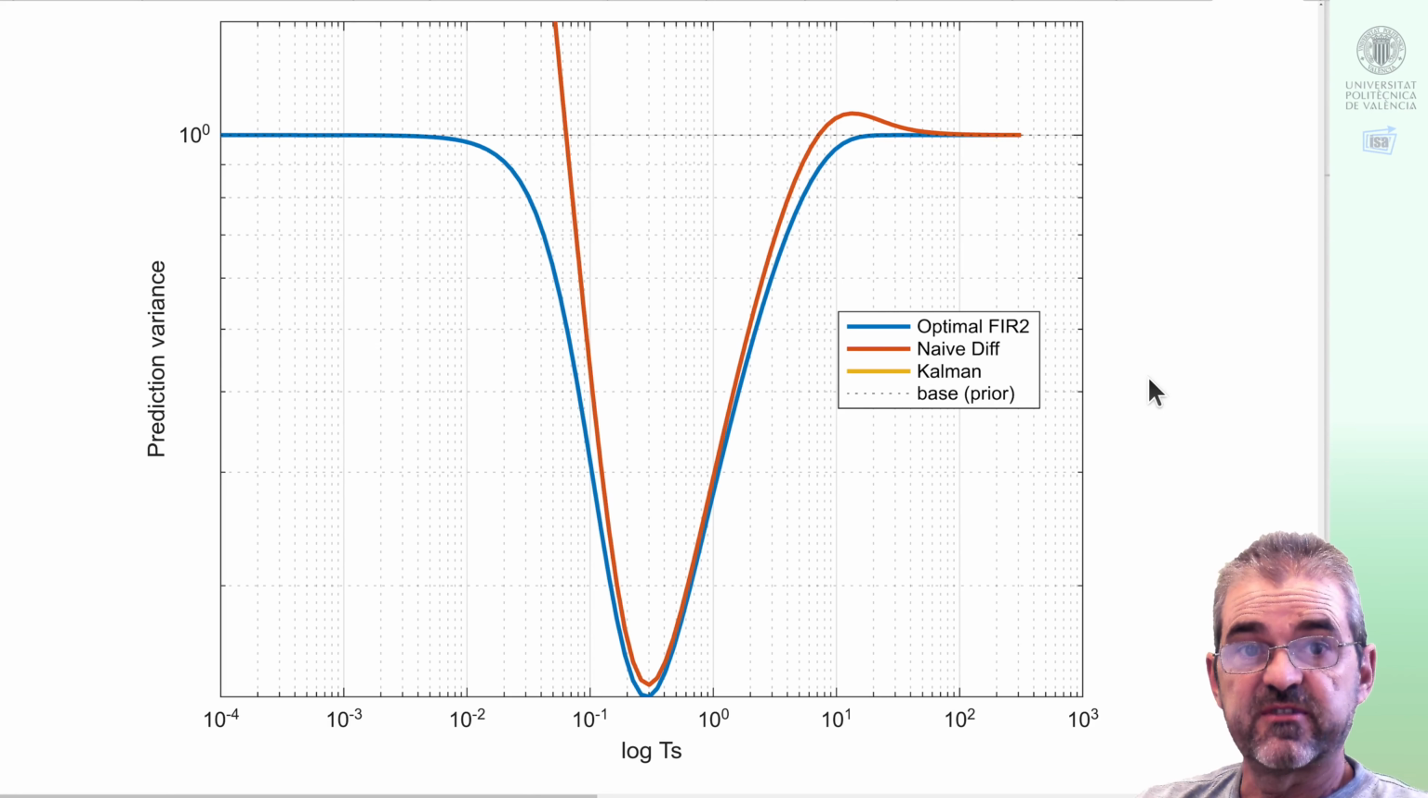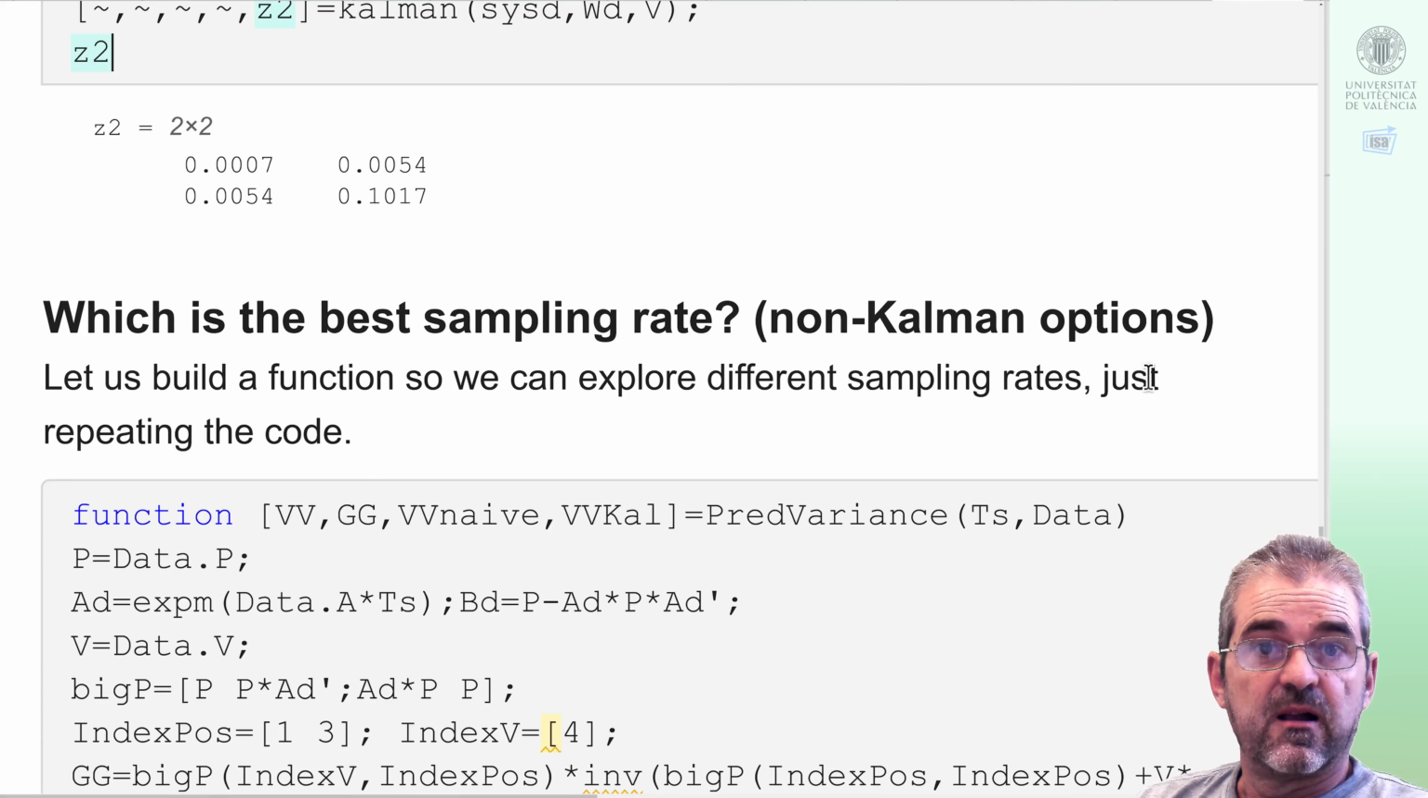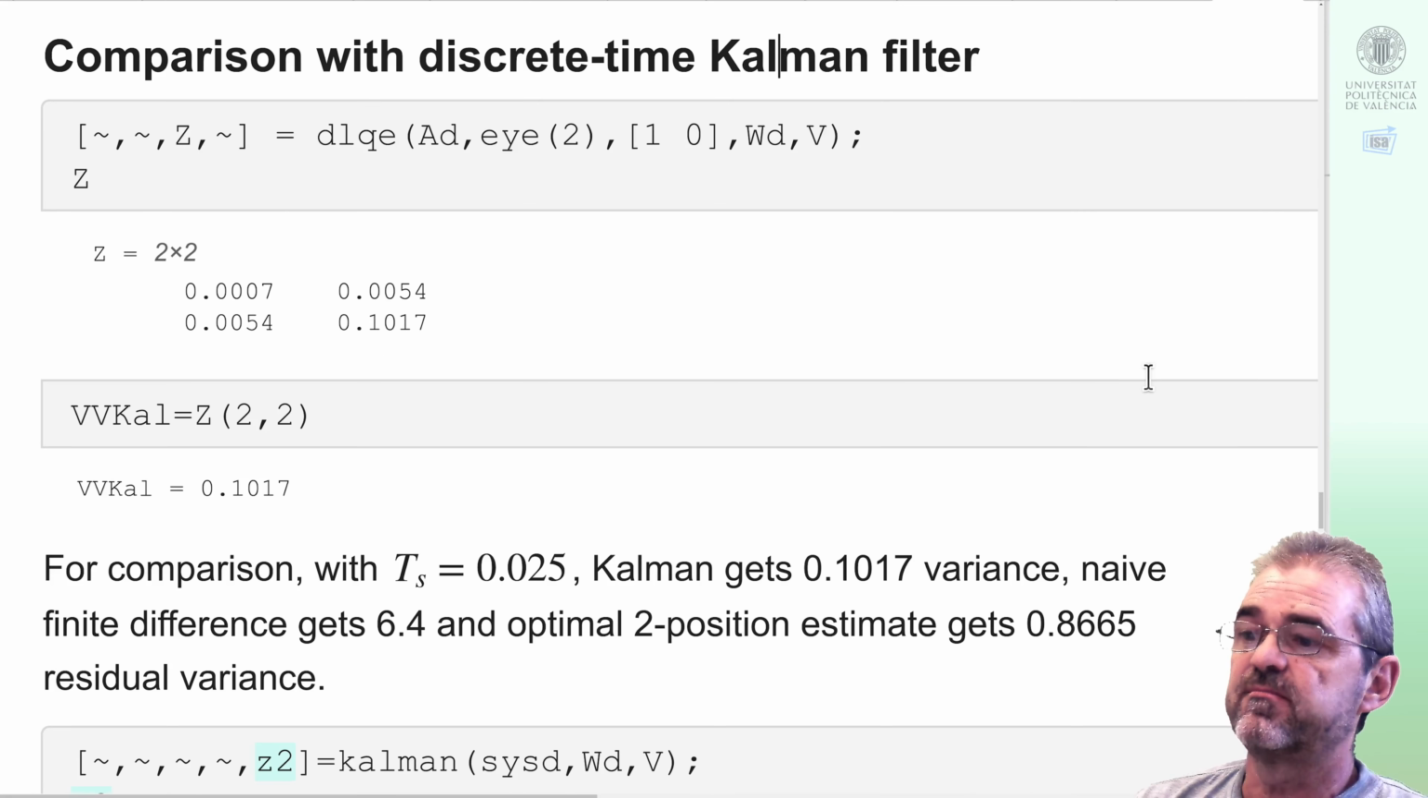Then, what's the Kalman filter? Well, the Kalman filter is the optimal estimator with an infinite number of past samples separated one sampling period. I am referring to the discrete time Kalman filter. Okay, then, how is that Kalman filter computed?